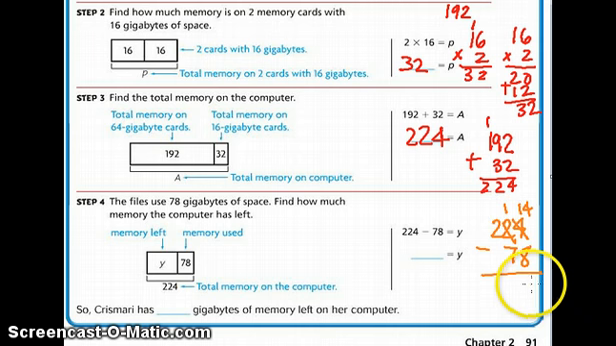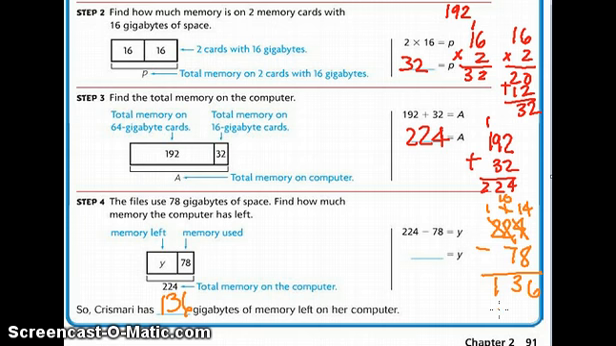14 minus 8 is 6. Oh, I have to regroup again. That's going to be a 1, and that's going to be a 10. That's going to be 3 and 1. So, in the end, Mari has 136 gigabytes of memory left on her computer.